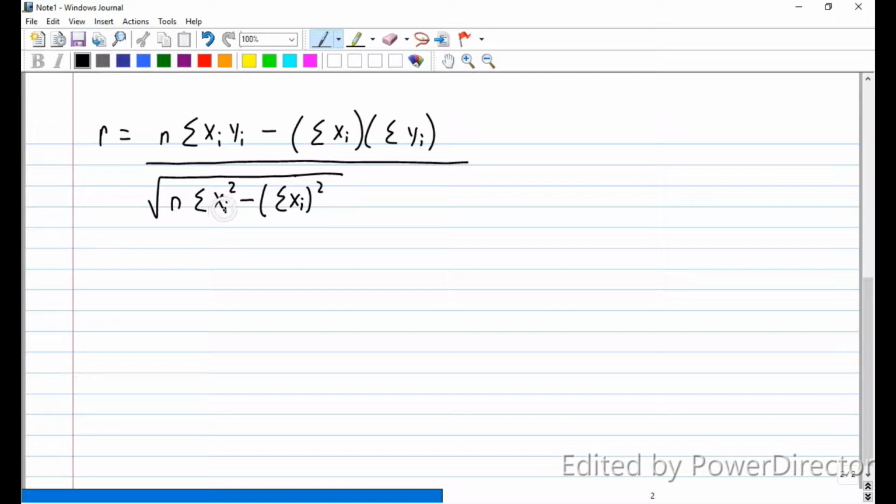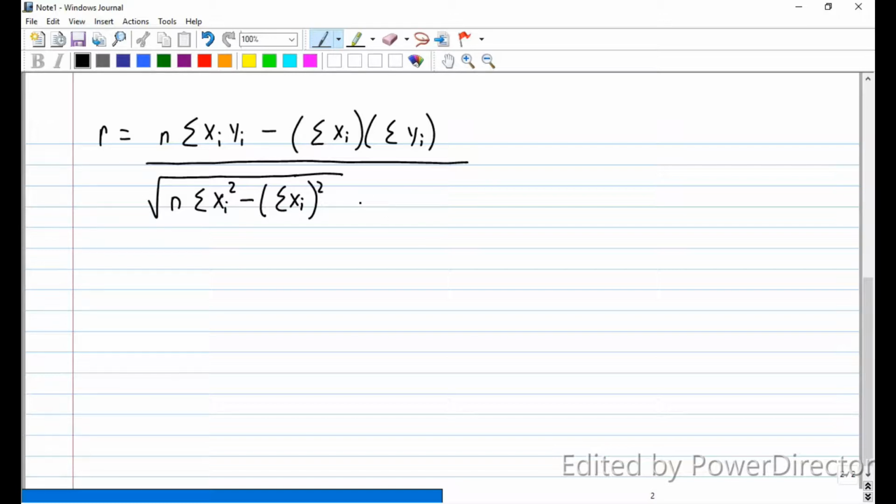So this is N times the sum of X sub I squared, and this is, I guess I have one parenthesis a lot bigger than the other there. This is the sum of X sub I squared. So if you remember, that kind of looks like the formula that we have to use to find the standard deviation. I mean, somewhat, a little bit, okay?